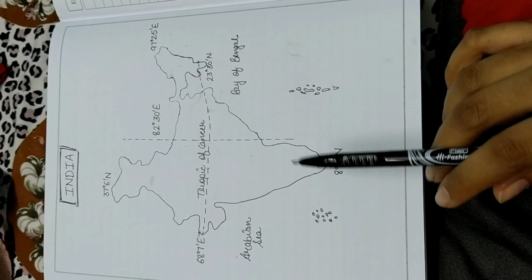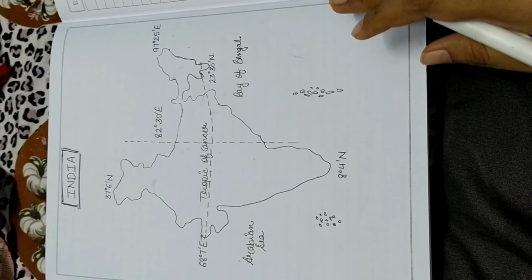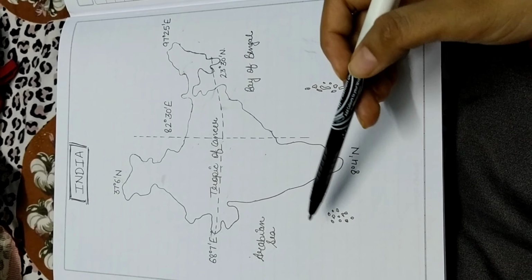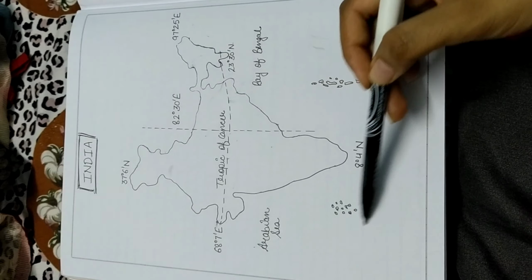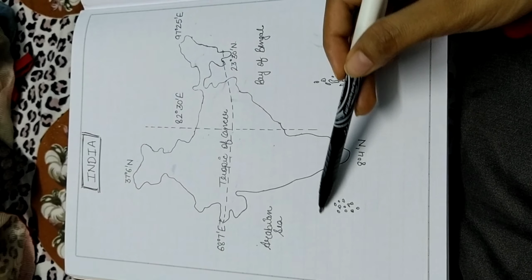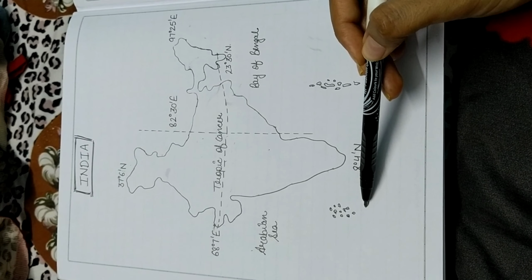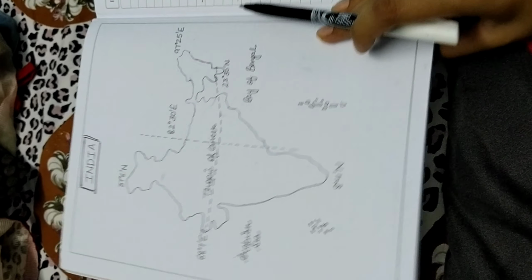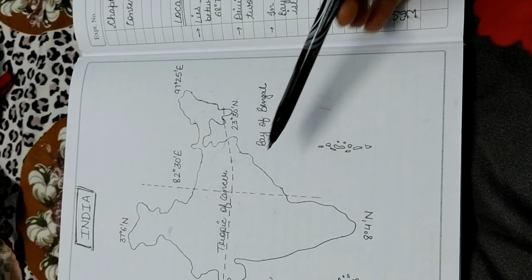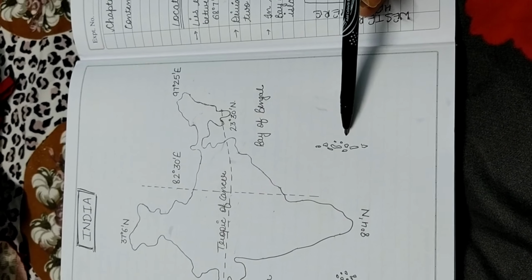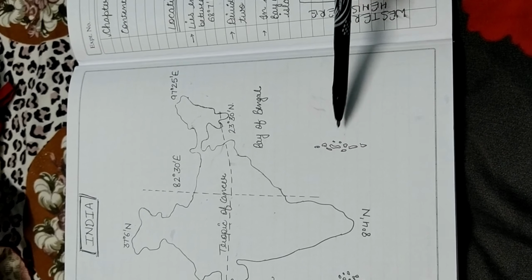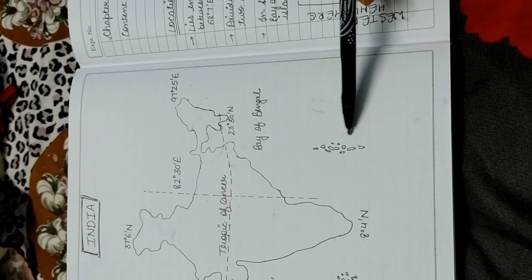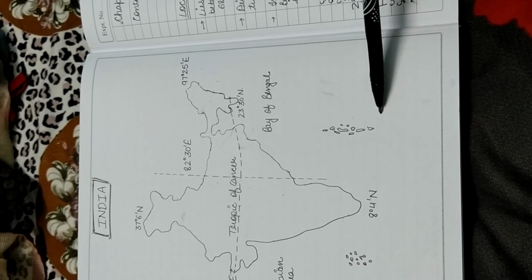Now we know that there are two island groups of India. The island group in the Arabian Sea, in the southwest of the mainland of India, is known as Lakshadweep, and the capital of Lakshadweep is Kavaratti. Whereas in the southeast of the mainland of India there is an island group known as the Andaman and Nicobar Islands, and the capital of the Andaman and Nicobar Islands is Port Blair.